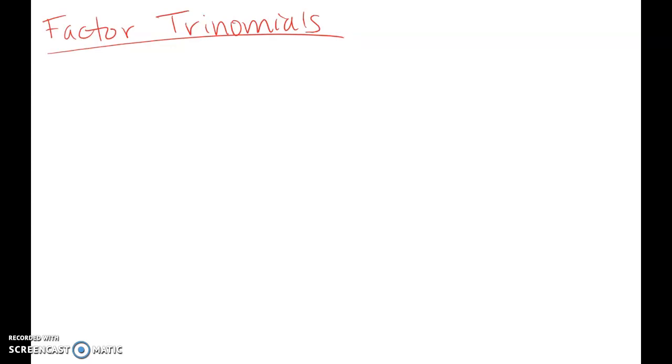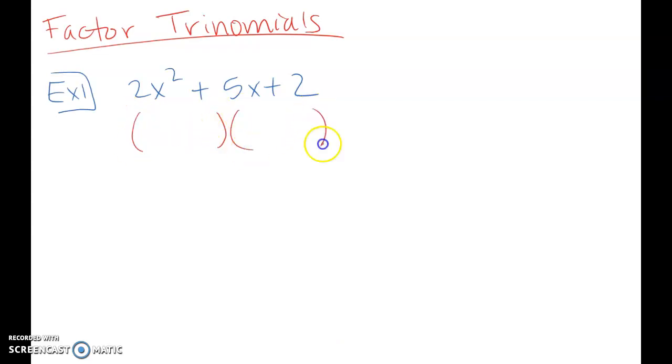Alright, so in this video I'm going to show you how to factor trinomials. And we are going to start with an example. So the first example we have is 2x squared plus 5x plus 2. And we're going to break this down into two binomials and see what multiplies to 2x squared. So 2x times x would multiply to 2x squared.